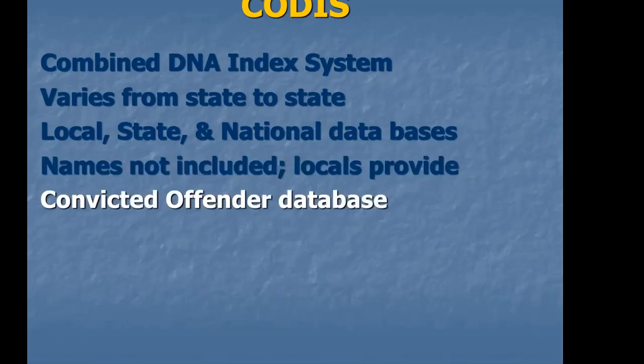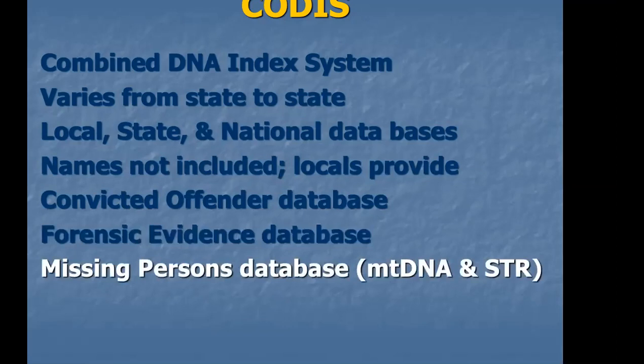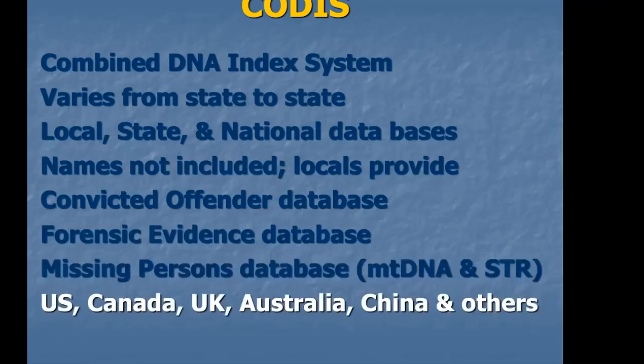You have a convicted offender database. You have a forensic evidence database. Say there's a rape and there's no suspect, but you can take DNA from the semen sample and put it into a database in the hopes that the same individual will commit a crime in the future for which his DNA is taken, profiled, and then you can get a hit. Missing persons database, both mitochondrial as well as STR. The US, Canada, most of the world shares these databases.